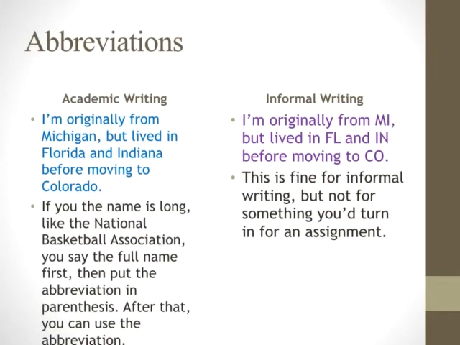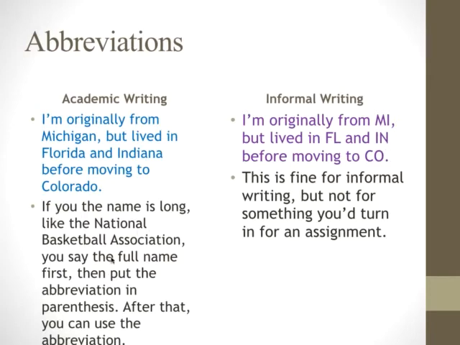Abbreviations, you should not be using abbreviations in academic writing up to a certain point. Things like state names should always be spelled out. For example, I'm originally from Michigan, but lived in Florida and Indiana before moving to Colorado. This is academic writing. This one has them all in their state abbreviations. That's fine for informal writing, but not for something you turn in for an assignment.